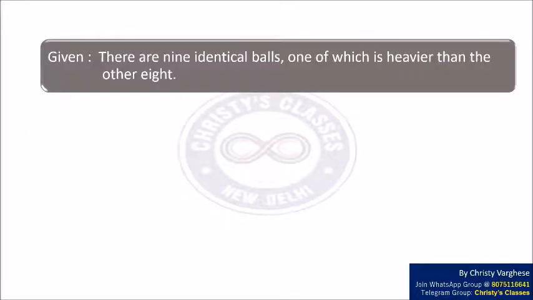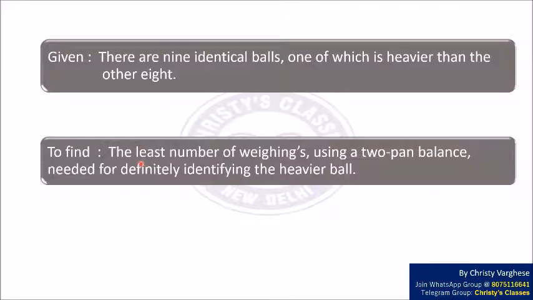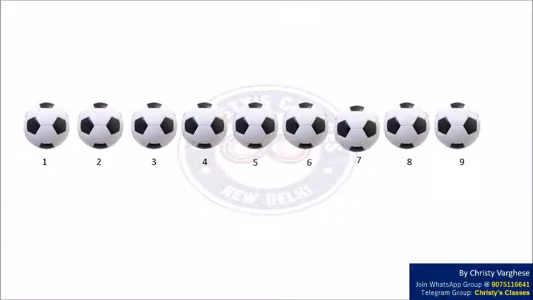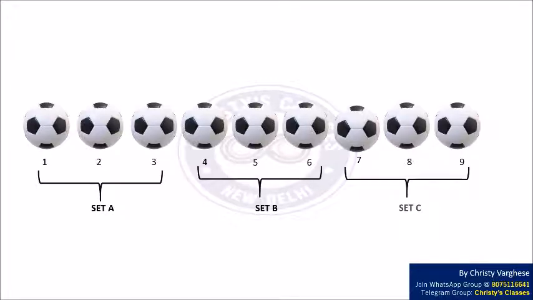So, it is given that there are 9 identical balls, one of which is heavier than the other 8. That is, 8 balls have the same weight and the ninth ball is heavier than the other 8. And we have to find the least number of weighings using a two-pan balance needed for definitely identifying the heavier ball. Let these be our 9 identical balls, where one is heavier than the other 8. Let us divide these balls into 3 sets of 3 balls, that is, set A, set B and set C.